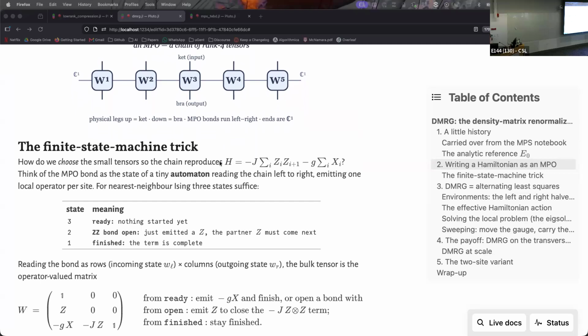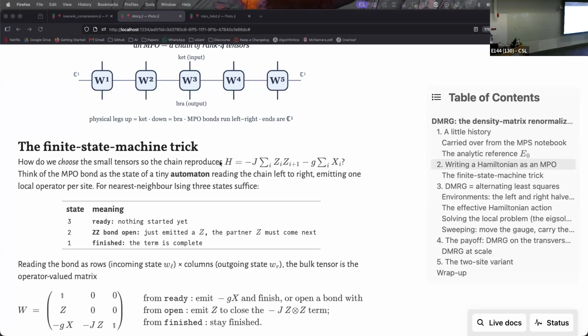Okay, so a finite state machine is a kind of system in which you have, unsurprisingly, a finite number of states and a different set of transitions that allows you to go from one state to the next. And why is this interesting? If you think about this sum of local terms, you can think about going from the left to the right and keeping track of all of the things that could have happened.